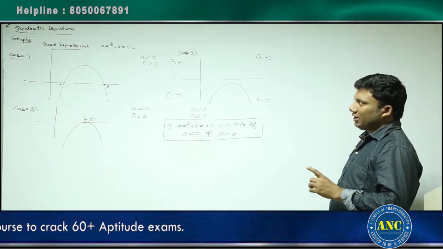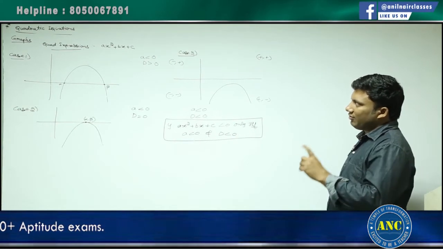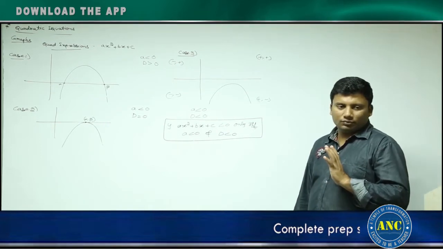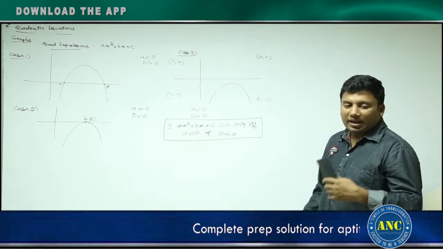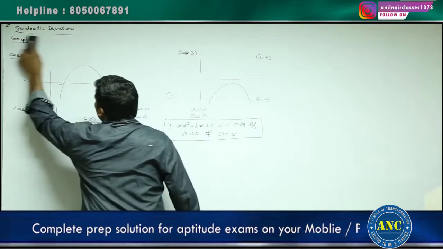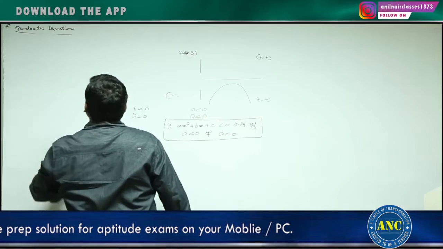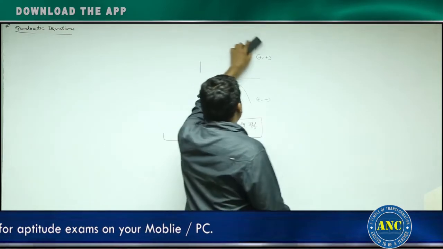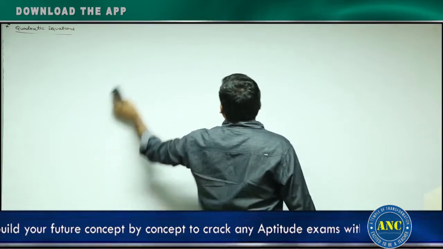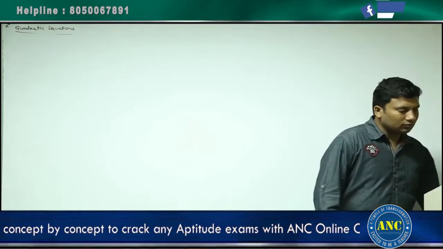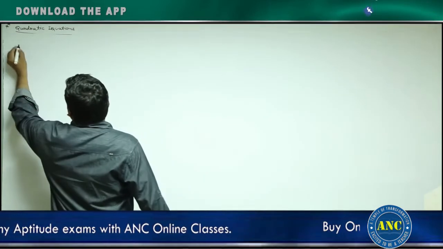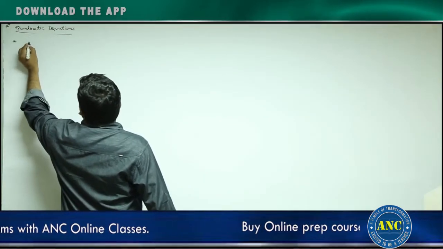All these 6 graphs are important. We will solve at least 5 to 10 questions based on graphs. Case 1, case 2. Side heading. Next, write down: maxima and minima for quadratic expressions.